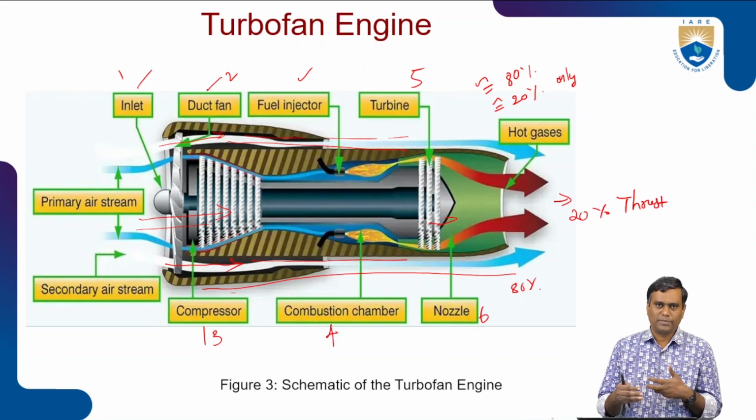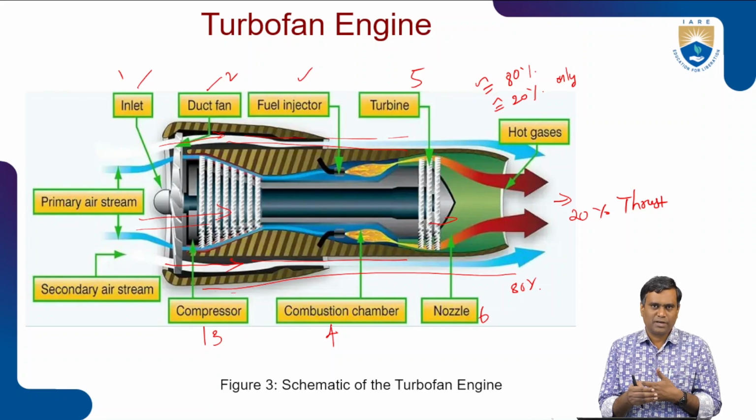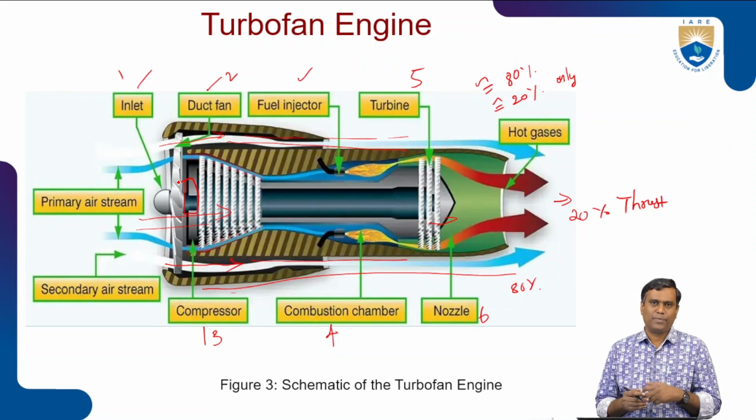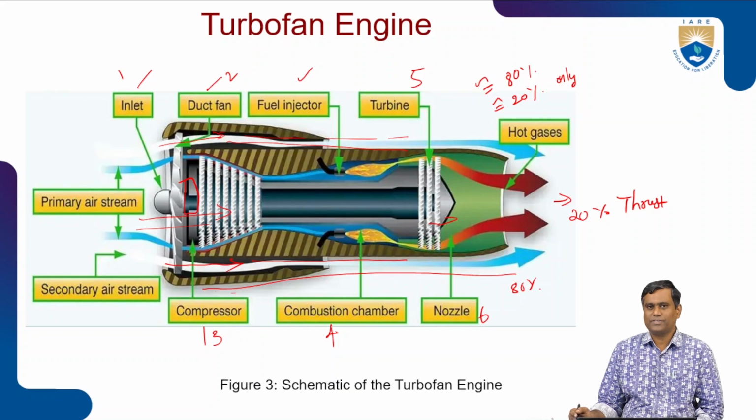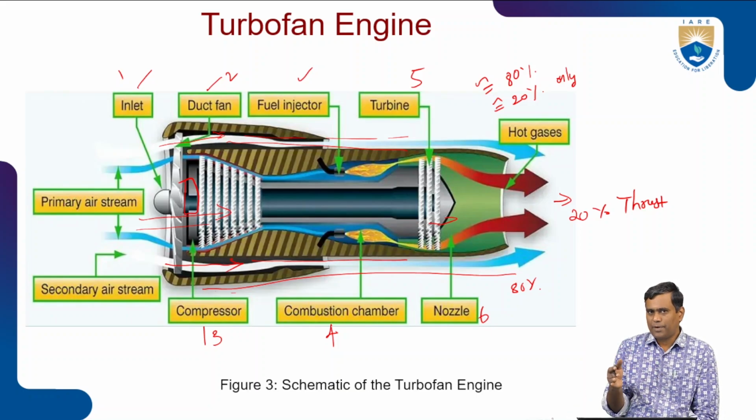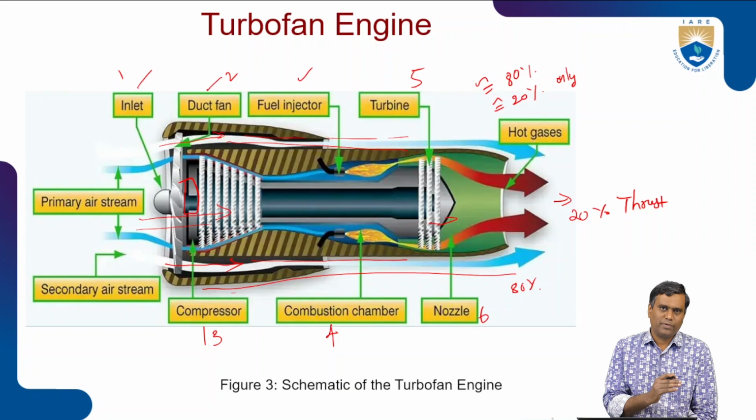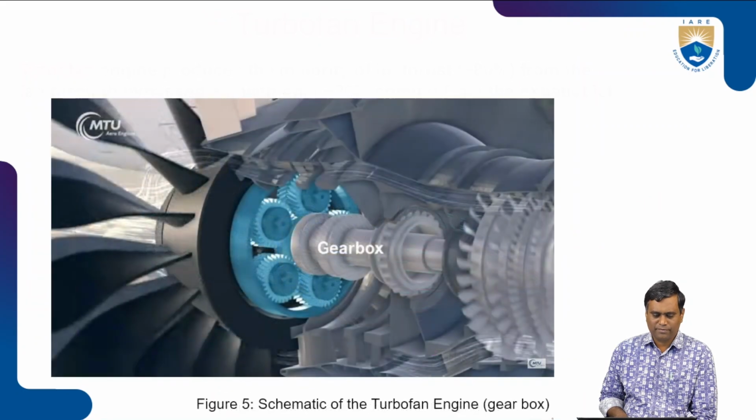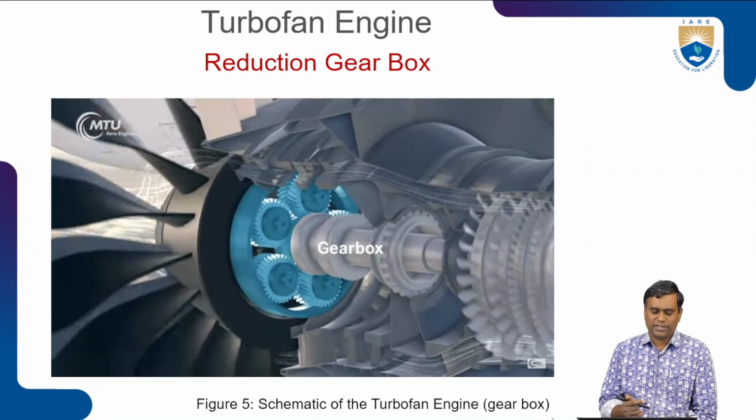Here comes the difference: two types of engines. A few engines are equipped with a reduction gearbox. The reduction gearbox will reduce the RPM of the shaft and supply the required or suitable RPM to the fan, right? The function of the reduction gearbox is to reduce the high RPM of the low pressure turbine to a suitable RPM, lowering it in such a way that fan blade performance is increased and the best performance is utilized. A few engines are without a reduction gearbox. So that's how we can see two types of turbofan engines: with reduction gearbox and without reduction gearbox.